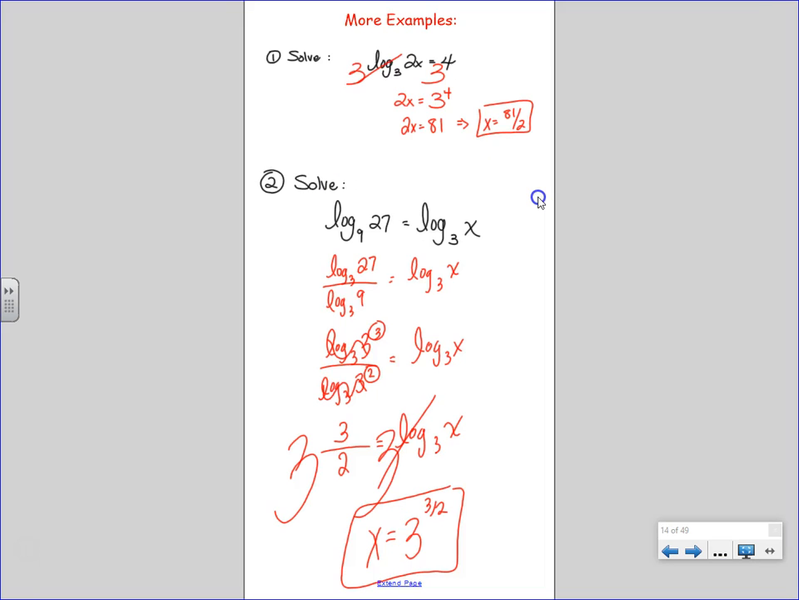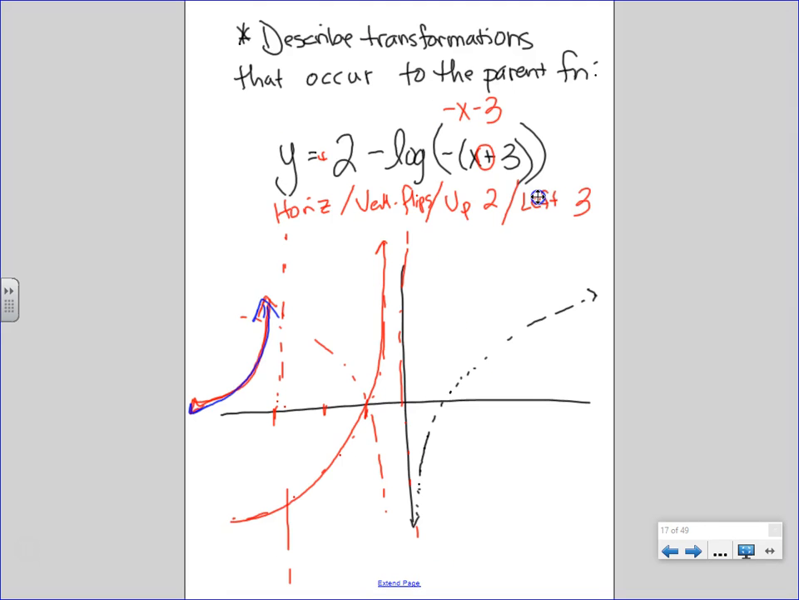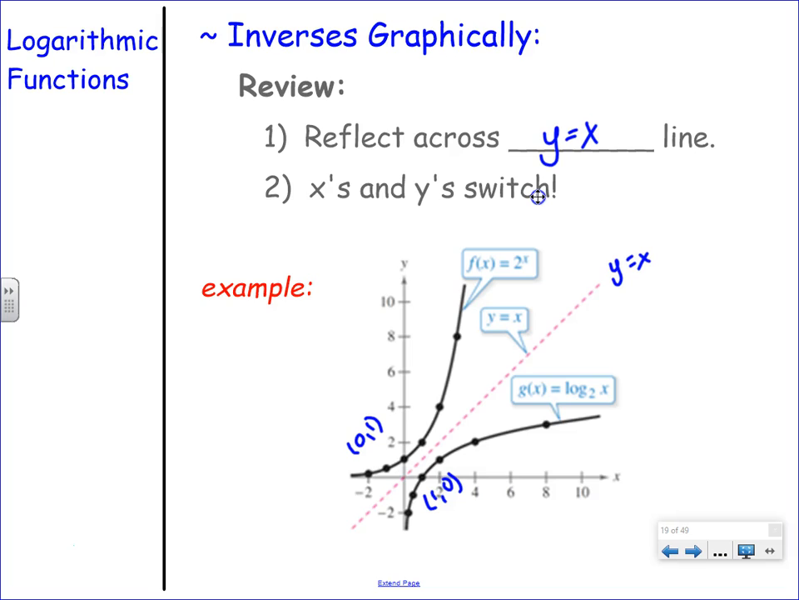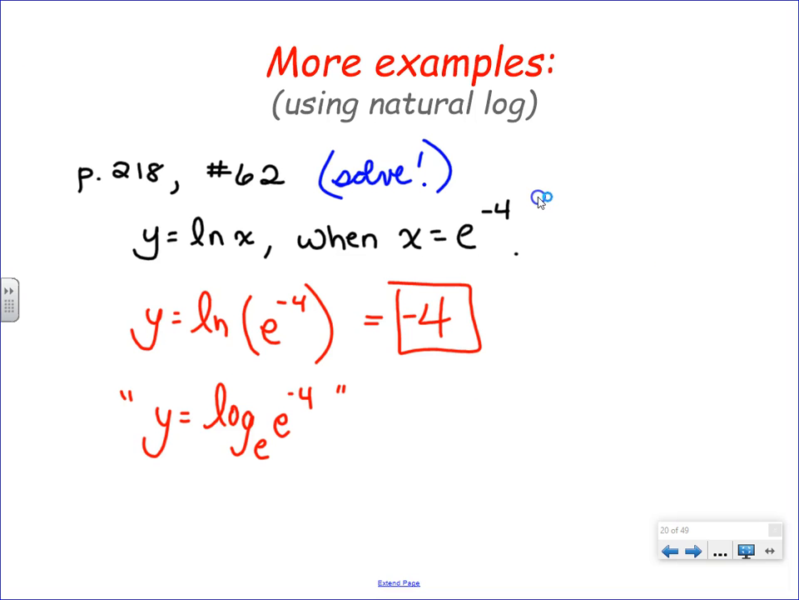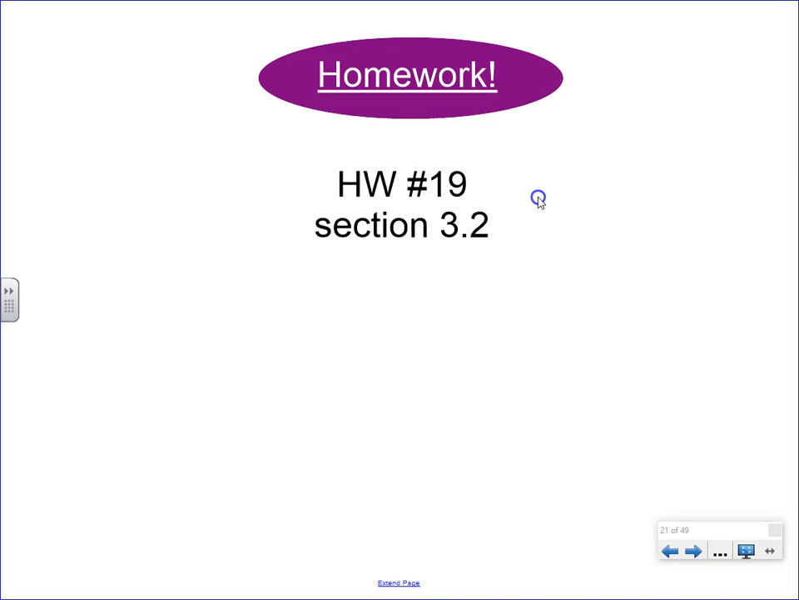The other one's coming. Some of you were thinking, hey, sometimes logs can be added or subtracted, or like the power comes down. But since we haven't covered it yet, we don't technically need it yet.